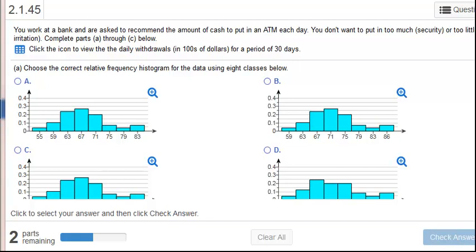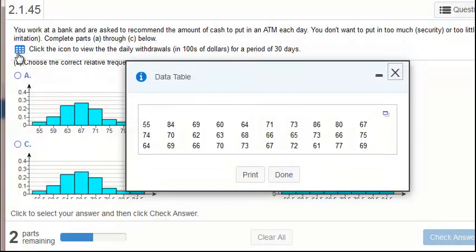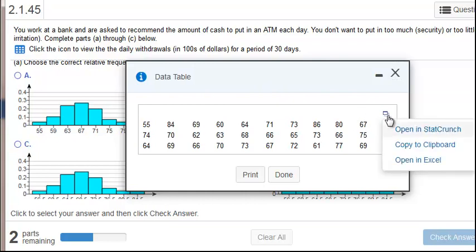Hello, in this video we're going to talk about frequency distributions. So we are given some data, and the data is given right up here in this chart. We can click on this little icon and it will load the data. At the far right of this data table there is another icon to click on, and this will either open the data in Statcrunch or Excel or put it in a clipboard. So I'm going to work this in Statcrunch.